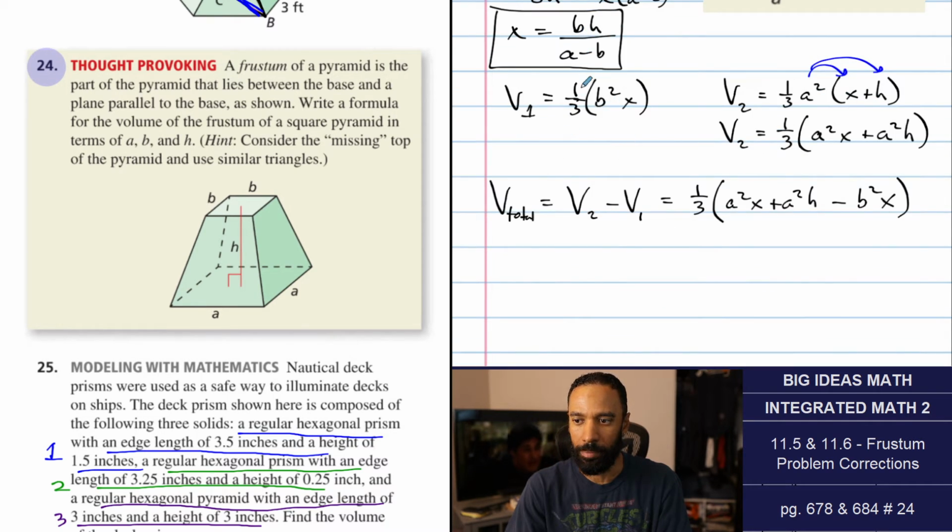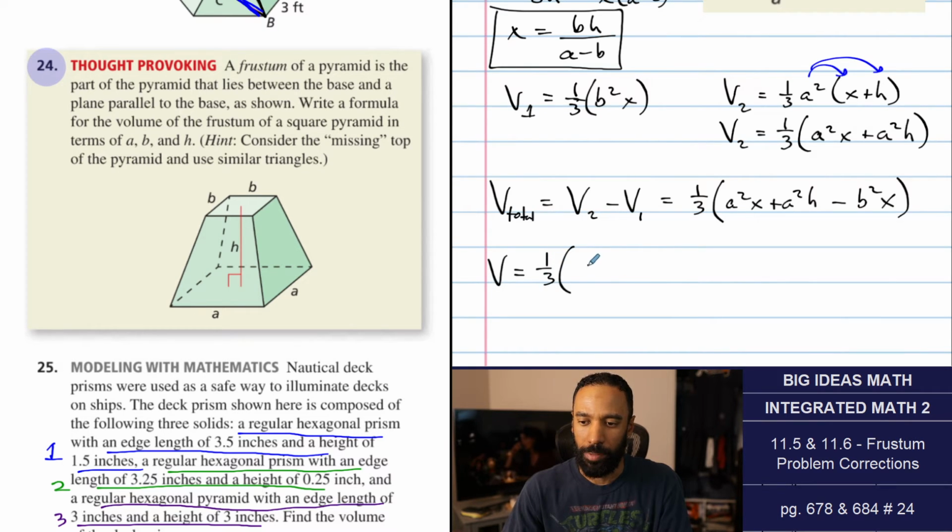And this is a great time to go ahead and throw that in. So the volume of that total, 1/3 is still on the outside. And now when I substitute for x here, I will get bh over a minus b for the first term. This is a squared h. There's no x in there, but you're going to see we're going to want a common denominator later. And then b squared here is going to multiply by b times h over a minus b.